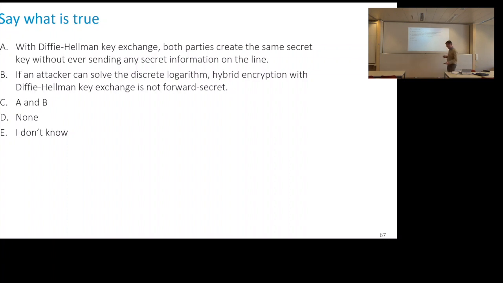And the majority says C, which is correct. So with Diffie-Hellman key exchange, both parties can create the same secret without ever sending any secret information on the line. We have seen also that hybrid encryption does it. But this all relies on the discrete logarithm. So as long as this works, it's forward secret. If not, then it will not be forward secret.